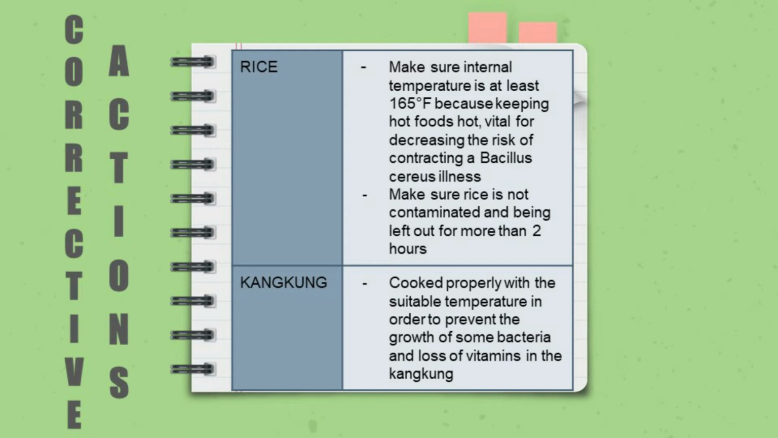For kangkong, it needs to be cooked properly at a suitable temperature in order to prevent the growth of some bacteria and loss of vitamins in the kangkong.